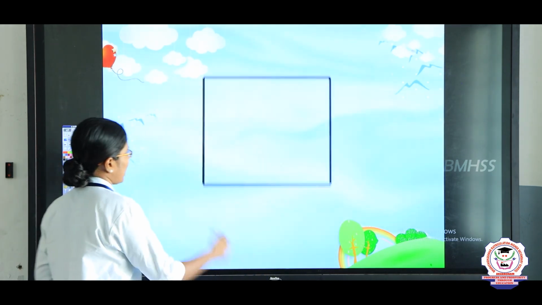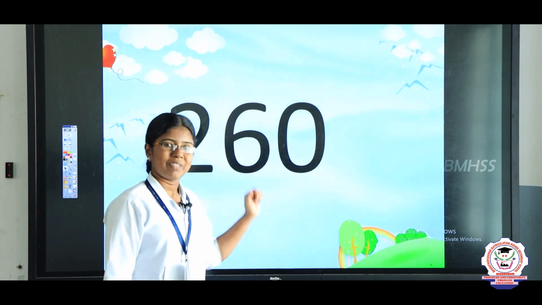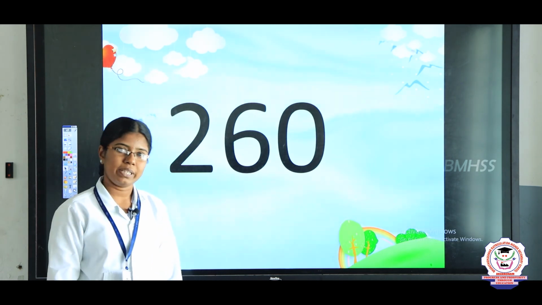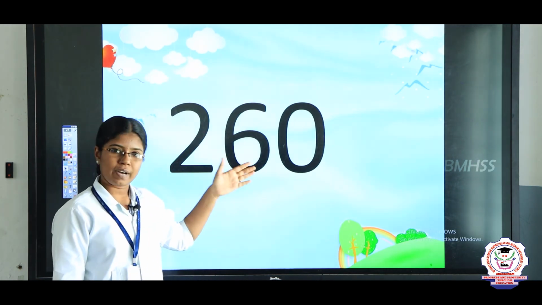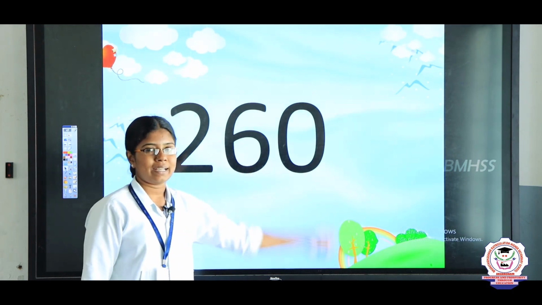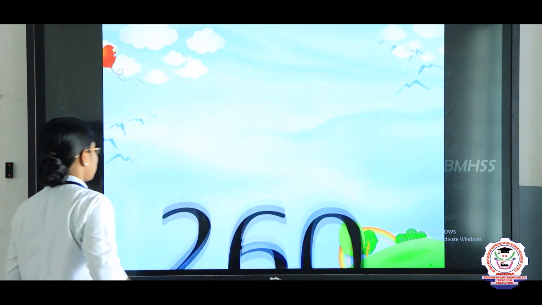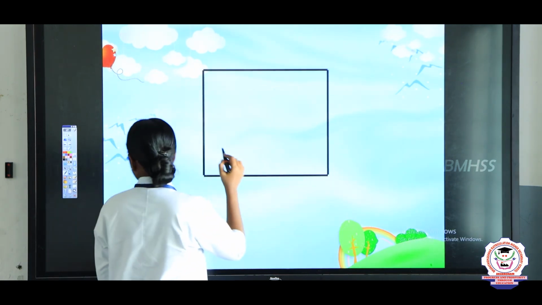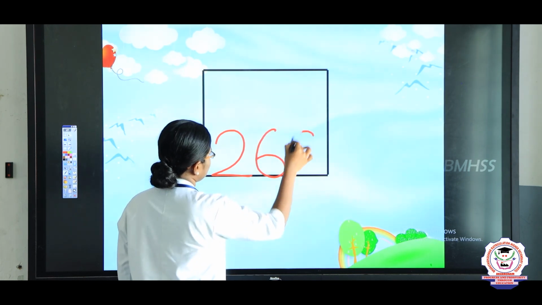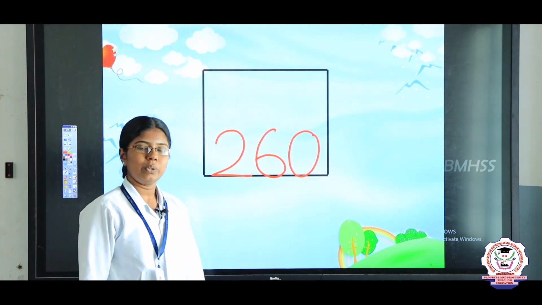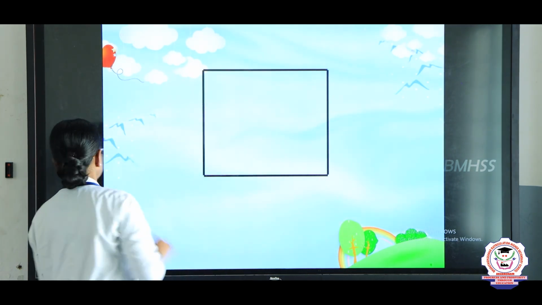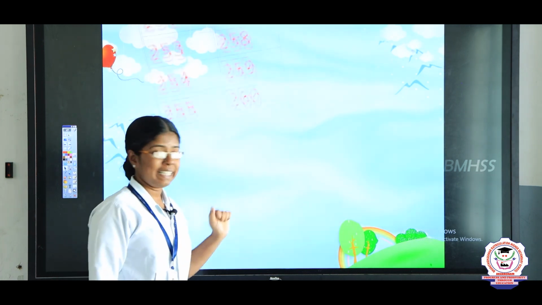So, what about the next number? What are the changes we have to do in the next number? See, we have to change the tens place value as well as the ones place value here, okay? Following 5, 6 is there, right? So, 260. Let's write the number 260. 2, 6, 0. 260. Very good, children. You all wrote the numbers very neatly, right?